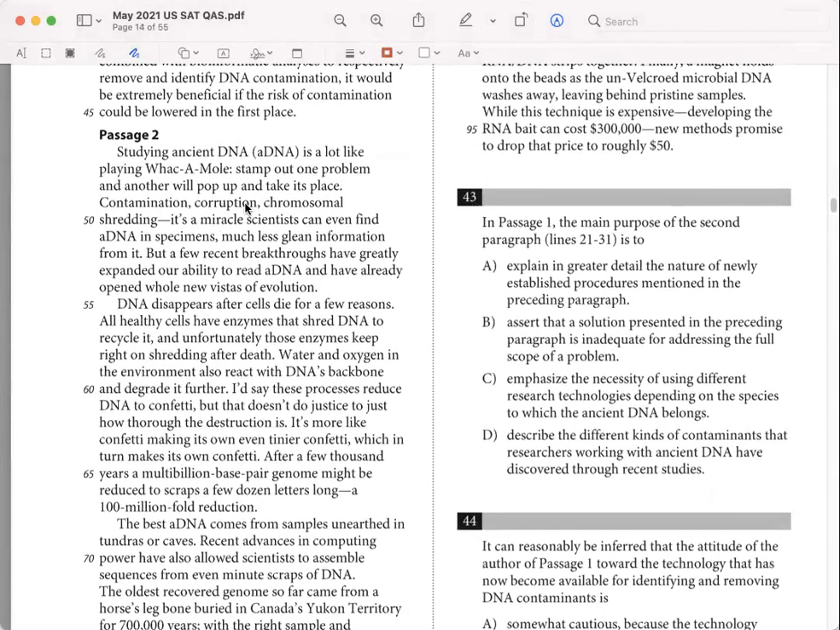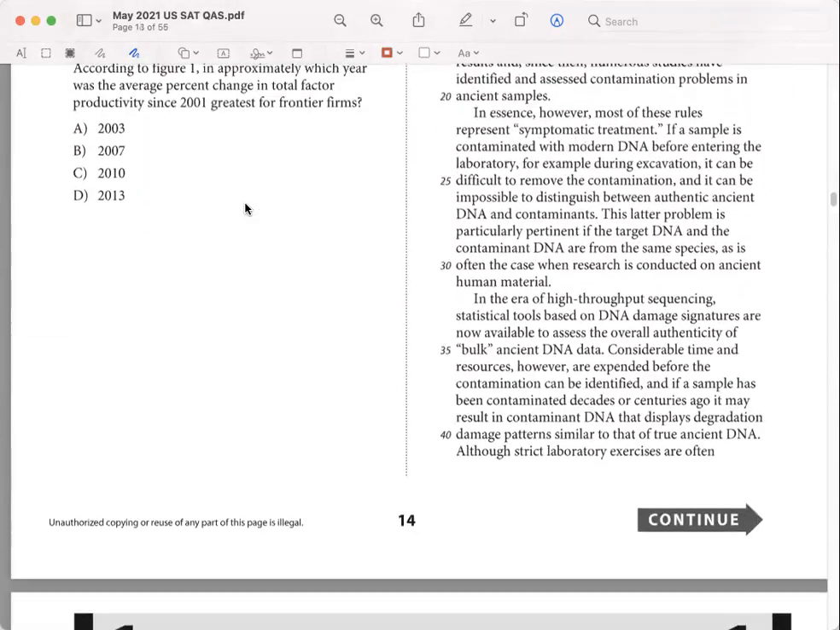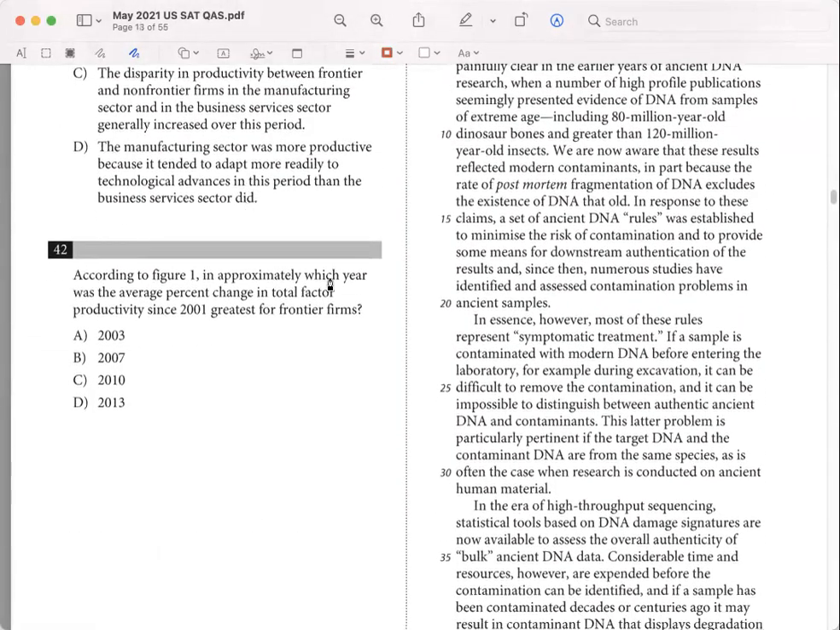Okay, so let's answer questions pertaining to passage 1. In passage 1, the main purpose of the second paragraph, lines 21 to 31. So we are looking at these lines. What is the main purpose? It presents how most of these rules represent symptomatic treatment, which is to say that once contamination has already occurred, how do you get rid of it? There is no prevention per se. No rules for prevention have been assigned per se, right?